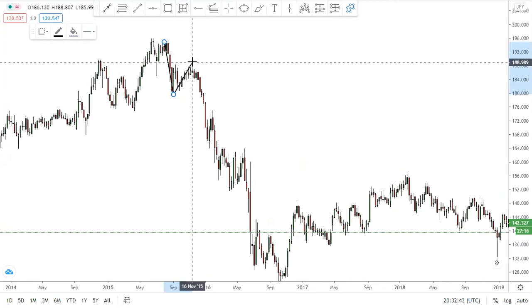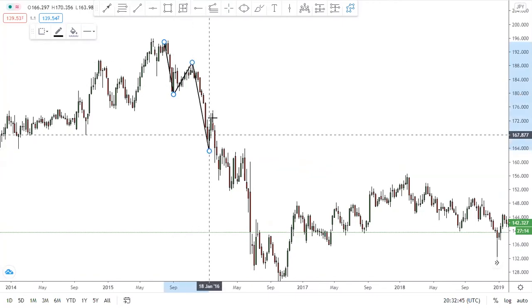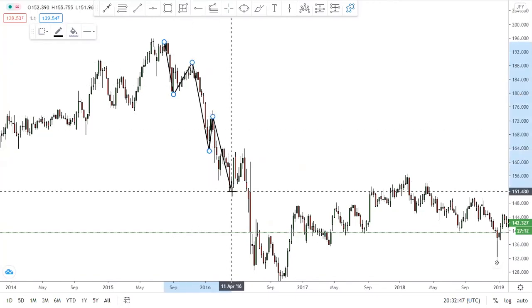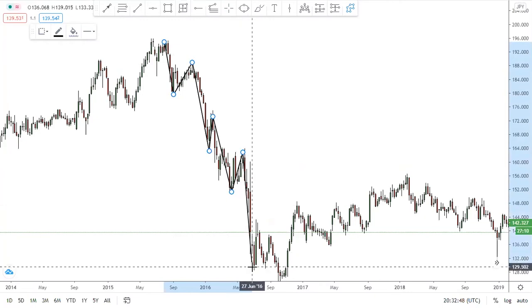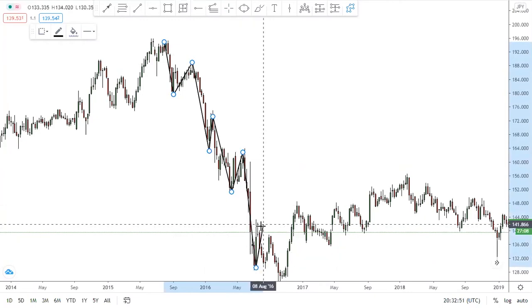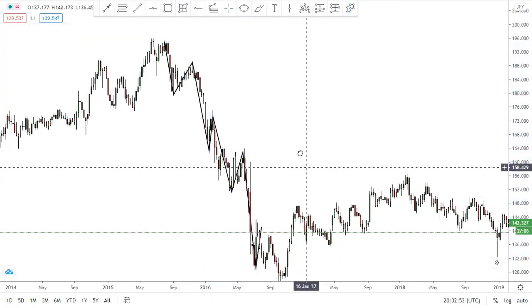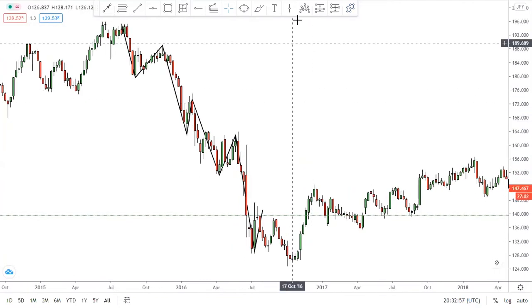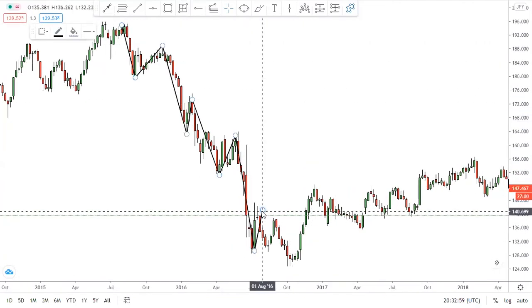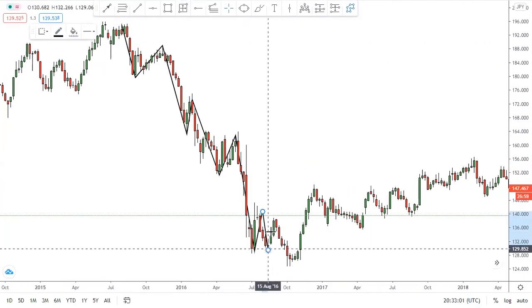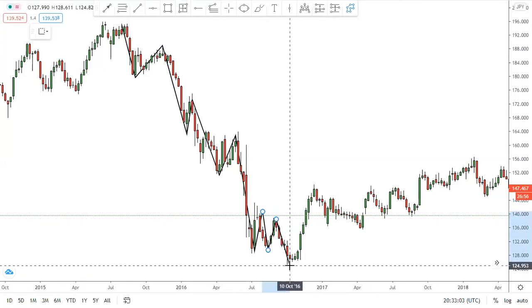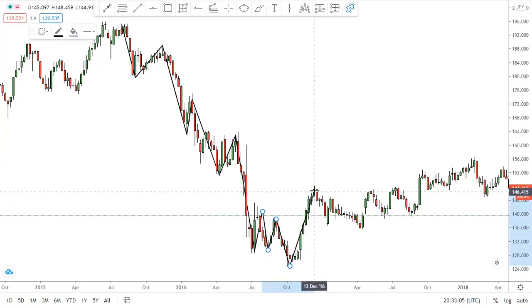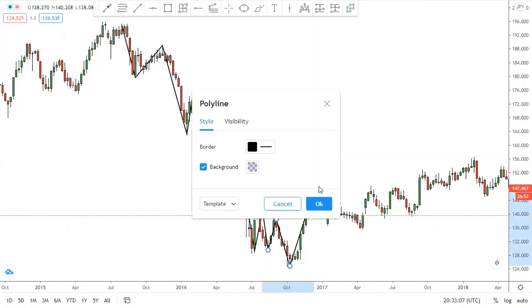Swing low, swing high, swing low, swing high. Let me zoom in and then continue. Swing low, swing high, swing low, swing high. Something very interesting happened over here.